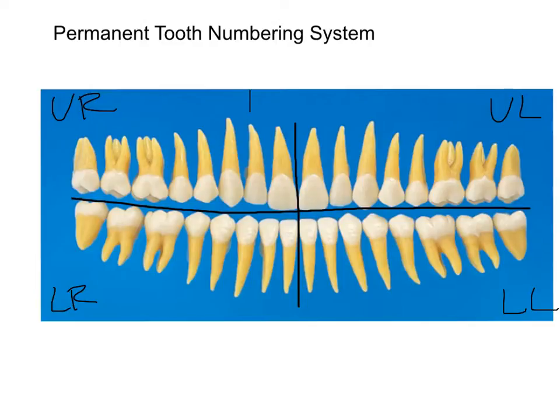From a mesial, or towards the midline, to a distal direction, the teeth are the central incisor, the lateral incisor, the canine, 2 premolars, the first premolar and the second premolar, and 3 molars, the first molar, the second molar, and the third molar.